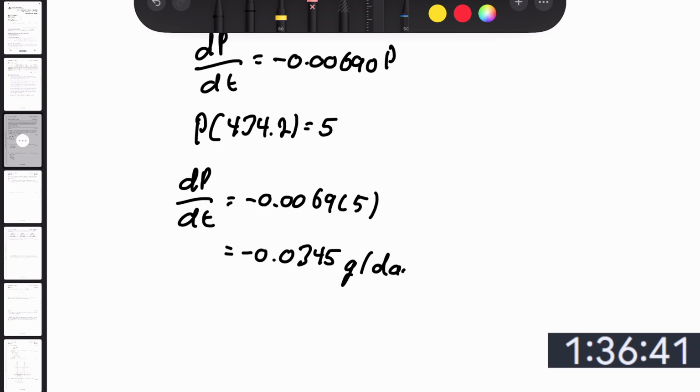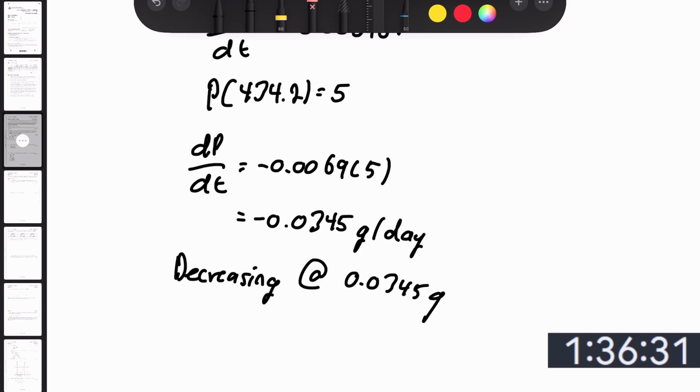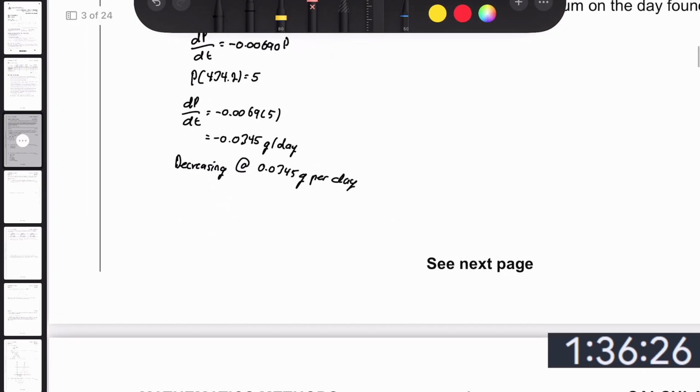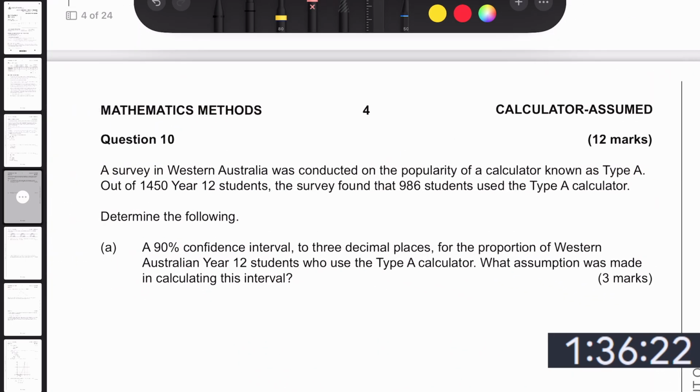I've noticed that WACE likes when we write statements about what this actually means, so I'm just going to write here: decreasing at 0.0345 grams per day. Alright, seems reasonable.